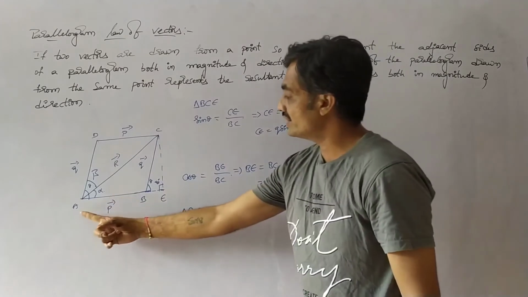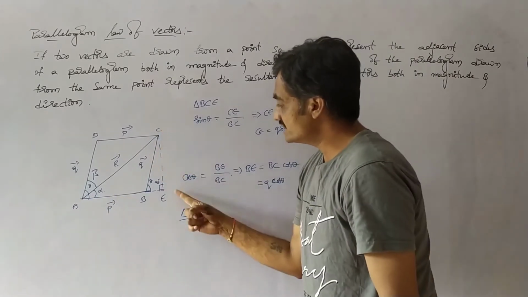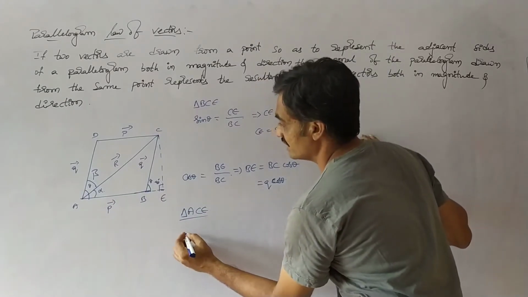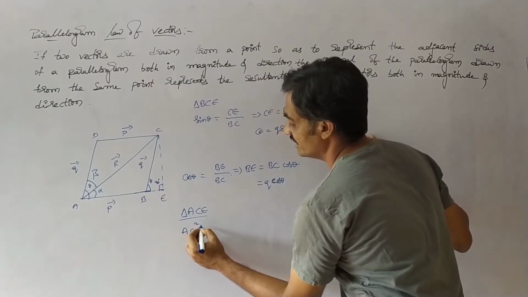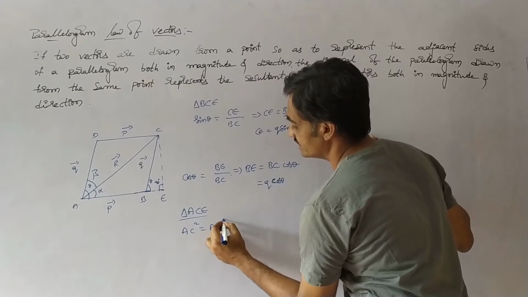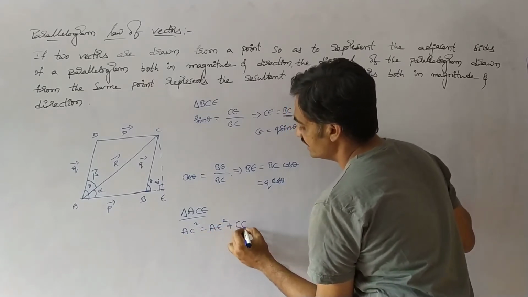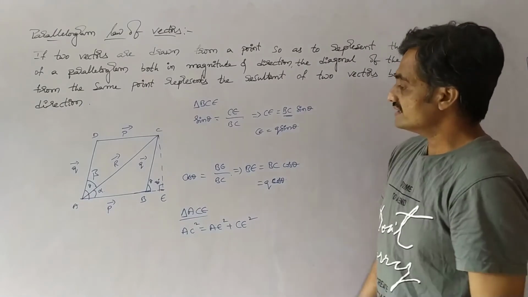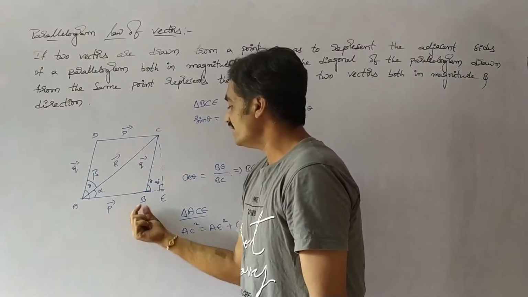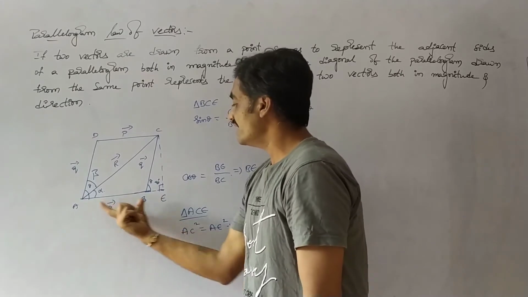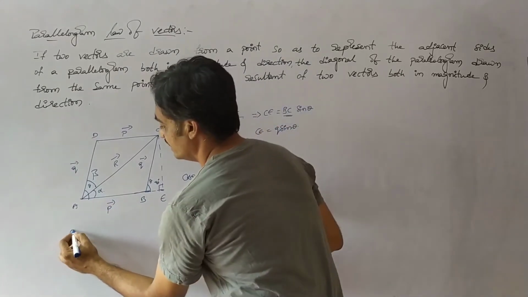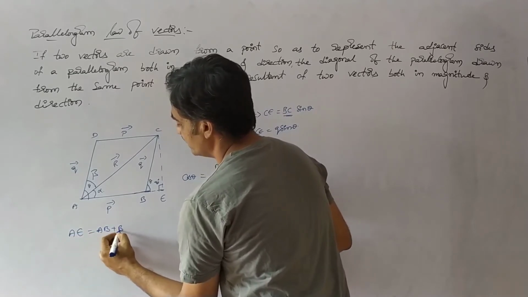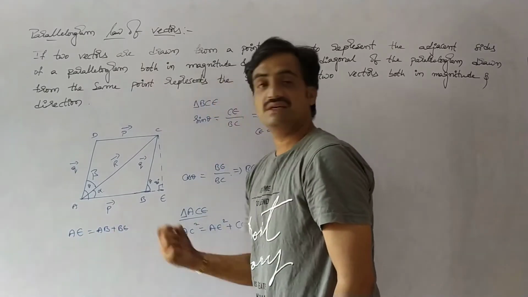Whereas we know that hypotenuse square equals opposite side square plus adjacent side square, we can write this equation as AC square equals AE square plus CE square. Here observe that in between A and E we have a point B. So this AE can be represented as AB plus BE.